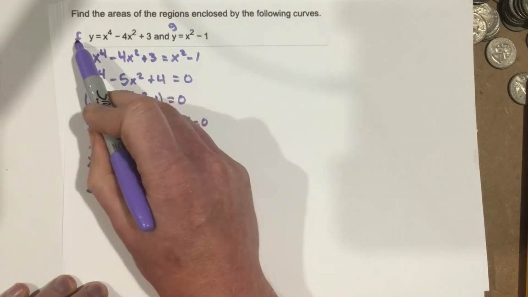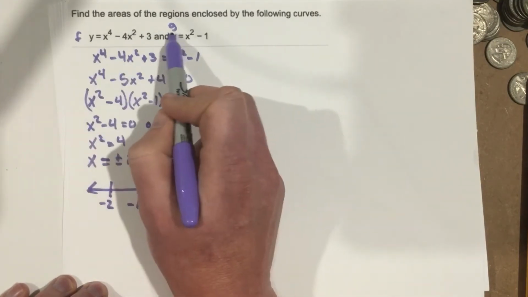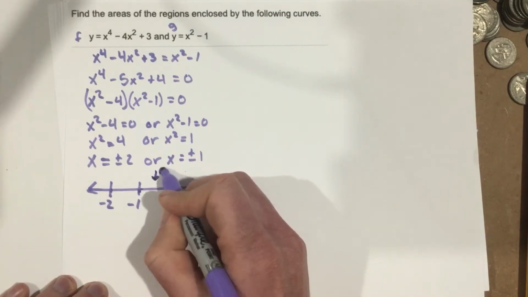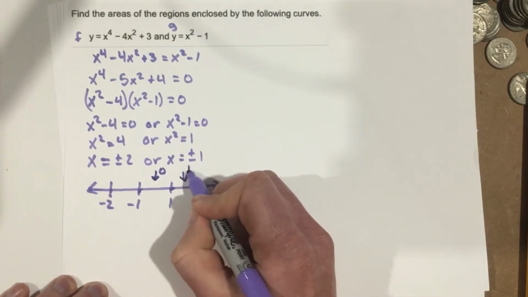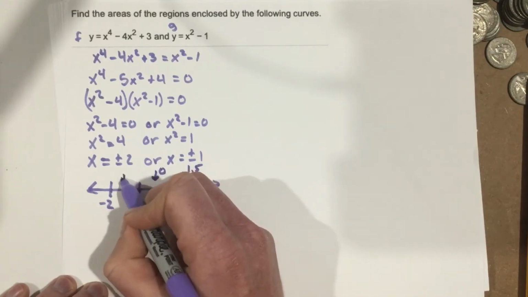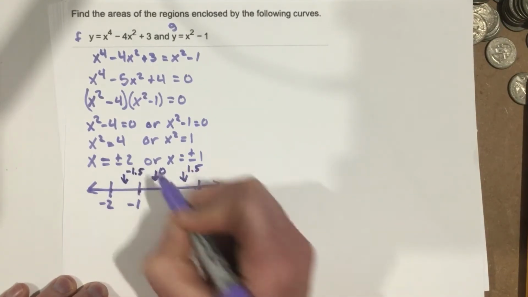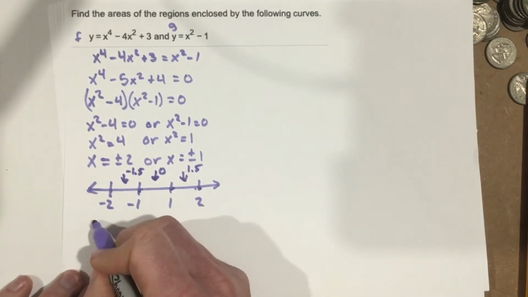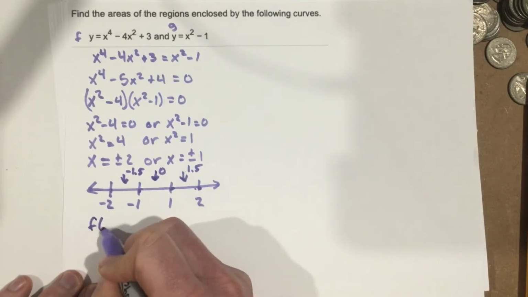And I labeled that this would be the f function and this would be the g function. So I would plug in 0, I would plug in 1.5, and I would plug in negative 1.5. And I would see which function is largest there. So let's start with 0.